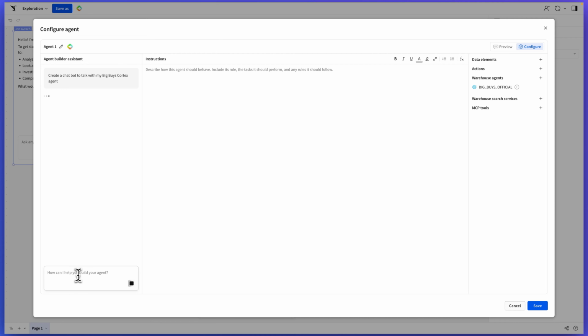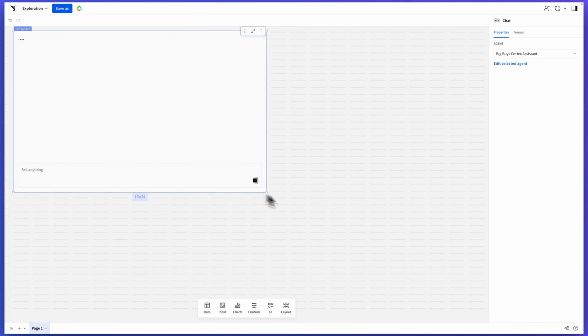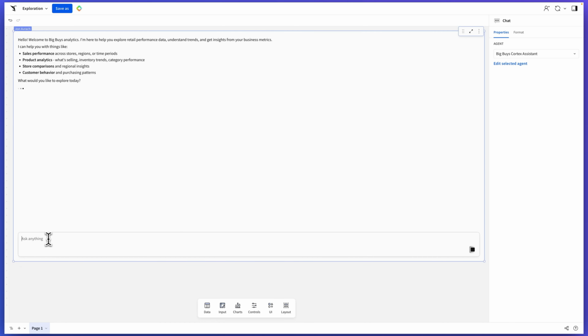and then we'll use the assistant over here on the left-hand side to say, create a chatbot to talk with my Big Buys Cortex agent. And this will use AI to help me build a prompt, which will then go into the instructions that we see here in the middle. And every time this agent is used, those instructions will be incorporated into my question.